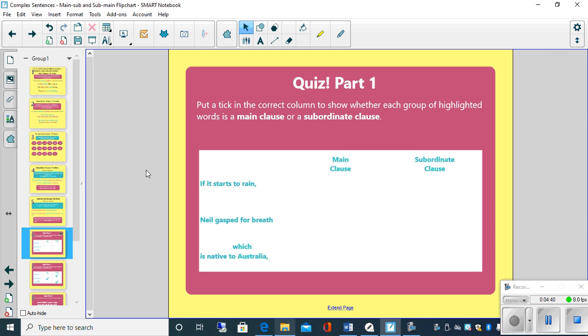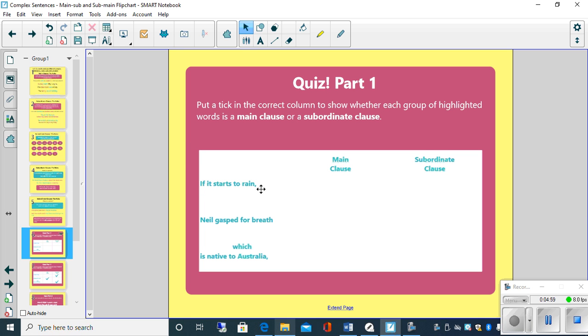All right, now it's asking you to do something here. Put a tick in the correct column to show whether each group of highlighted words is a main clause or subordinating clause. Now, you don't have to tick, you may just write it in your book or piece of paper, and or just think to yourself, what will each one be?